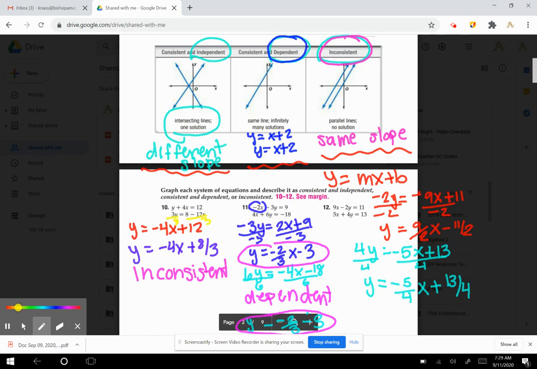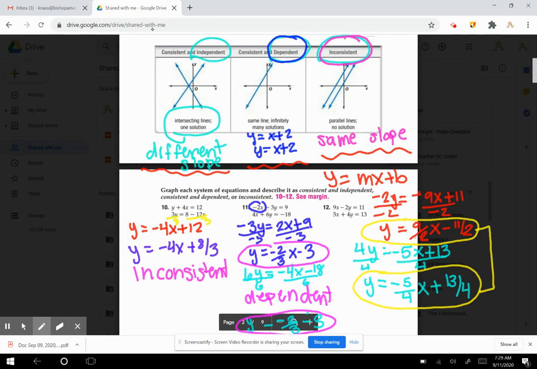Okay, let's look at our slopes. Clearly, we do not have the same equation. We don't have the same slopes. We actually have different slopes. So what is different slopes? This is independent. All right, let's move on.